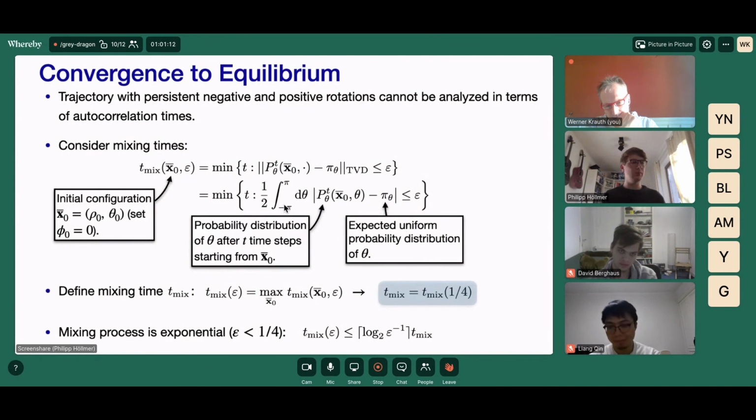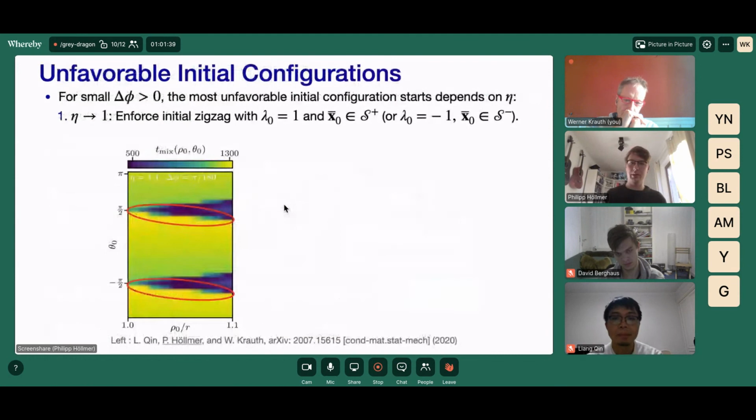Numerically, we can compute this p_t(theta) distribution just by starting a lot of simulations. I think we chose 100,000 simulations that all start from the same initial configuration, and then we get the probability distribution of theta, and then we can compute the total variation distance to the flat distribution. However, in this definition, as you can see, we are still left with the exercise to always determine the most unfavorable initial configuration x0.